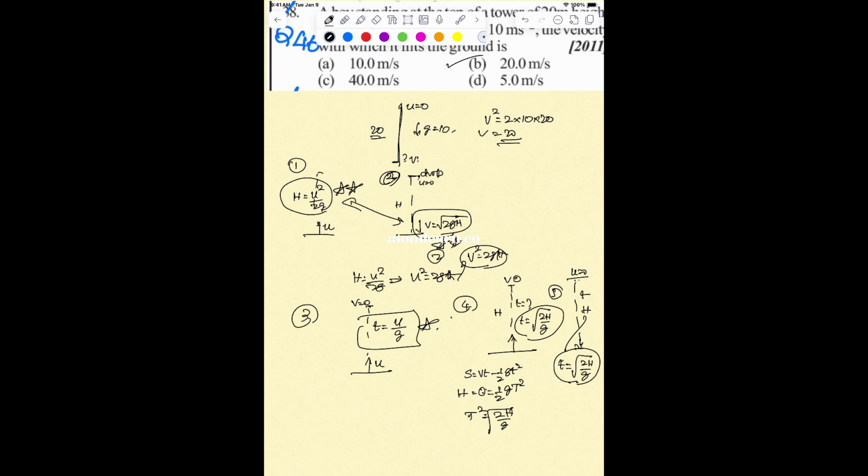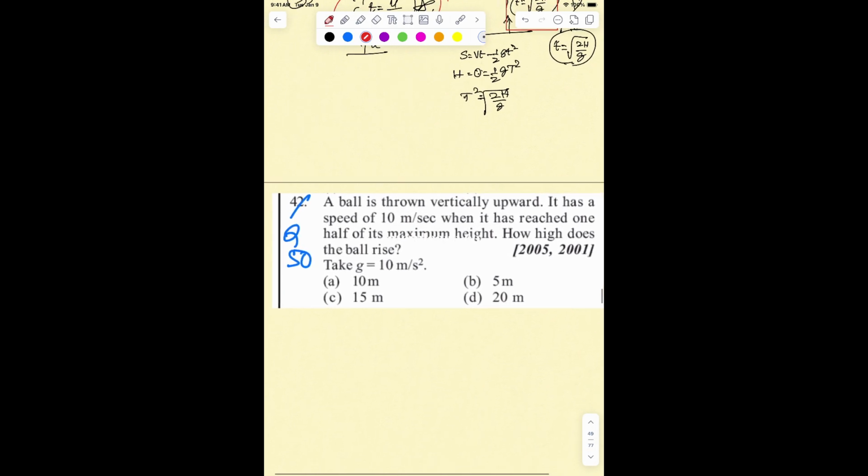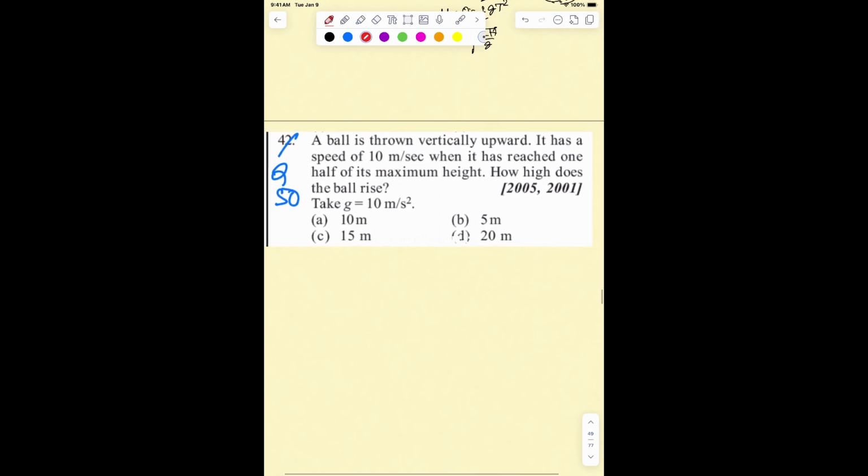Therefore, fourth and fifth are the same equations, t equal to root of 2h by g, and also now the first and second are the same equations, u squared or v squared equal to 2gh. This is now the same. This is now the same. Of course, now t equal to u by g is very normal, because you know that every second reducing by g means u becomes 0 in time t equal to u by g. Okay, understanding? Right. Now let us go to the next question.